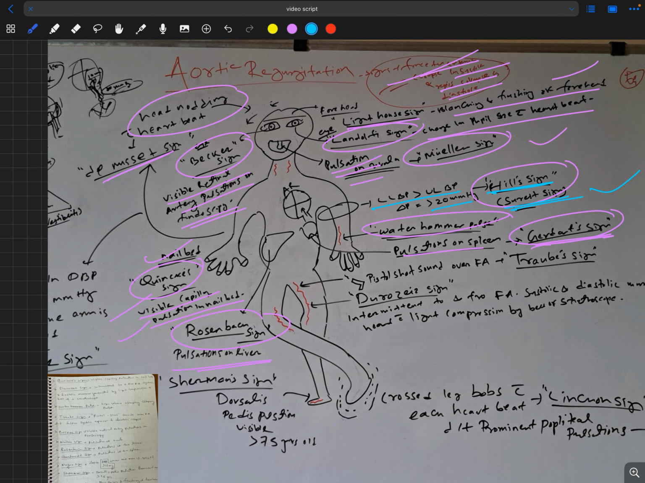In coarctation of aorta, lower limb BP is less than upper limb BP. Name a condition in which lower limb BP is greater than upper limb BP. That is aortic regurgitation. So what other signs?